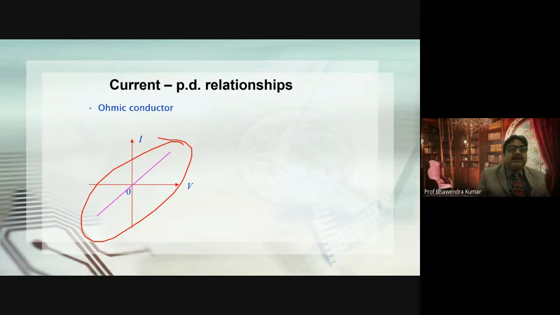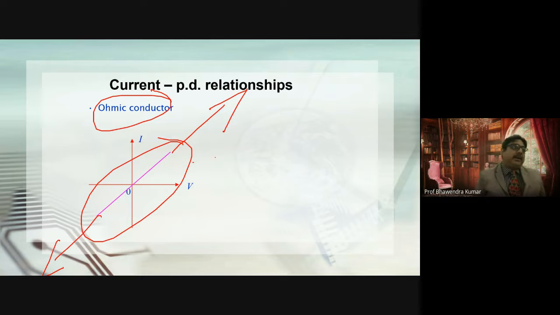We keep on increasing the voltage, current will keep on increasing. We keep on increasing the voltage in the opposite direction, current will keep on increasing. There is no doubt about it. It will always remain a straight line. As long as it obeys Ohm's law, it has to remain a straight line.